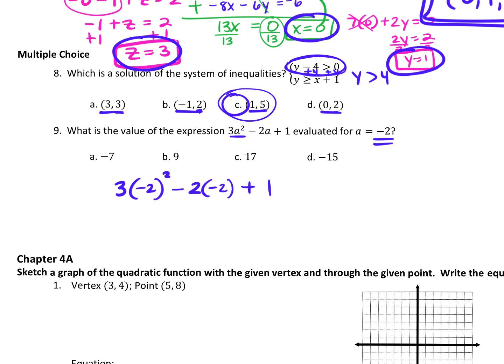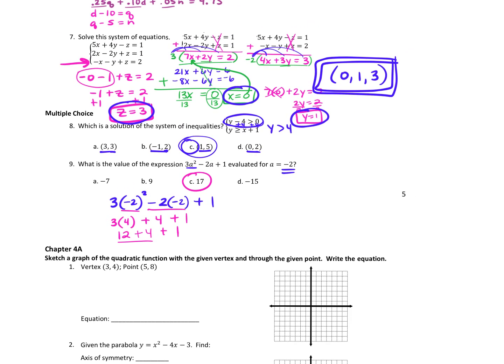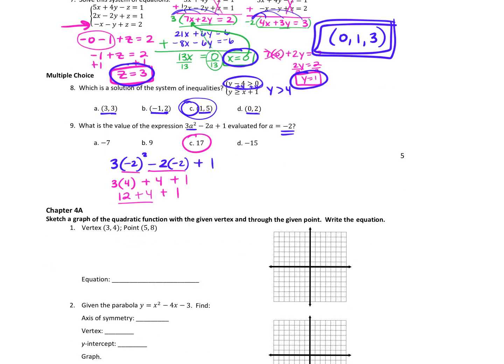If you want to play this safe, plug it into your calculator how you see it right now. If you want to work out PEMDAS, negative 2 squared is 4. So 3 times 4. This is negative 2 times negative 2 is a positive 4 plus 1. So this is 12 plus 4 plus 1. So 16 plus 1 is 17. Okay. So that's chapter 3. On to 4a.